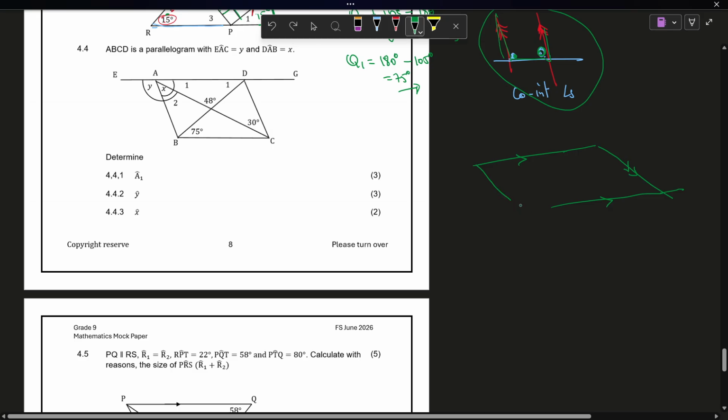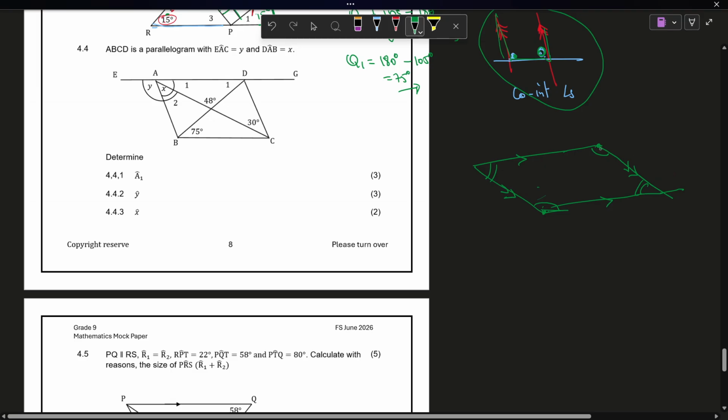Sorry, it's difficult to draw perfectly. So these opposite sides are basically parallel, right? And as a result, opposite vertices have equal angles. This angle will be equal to that one.